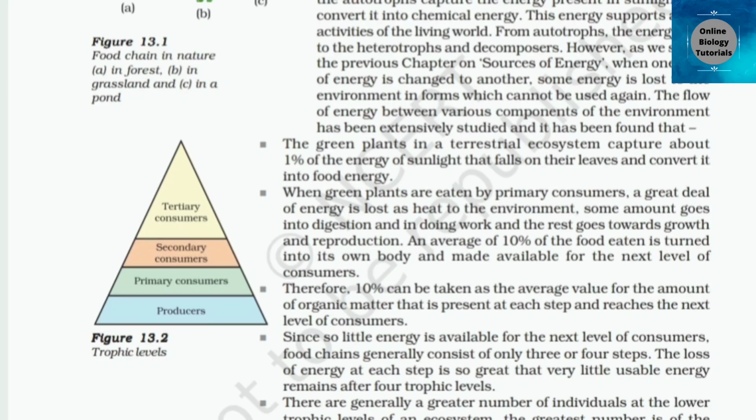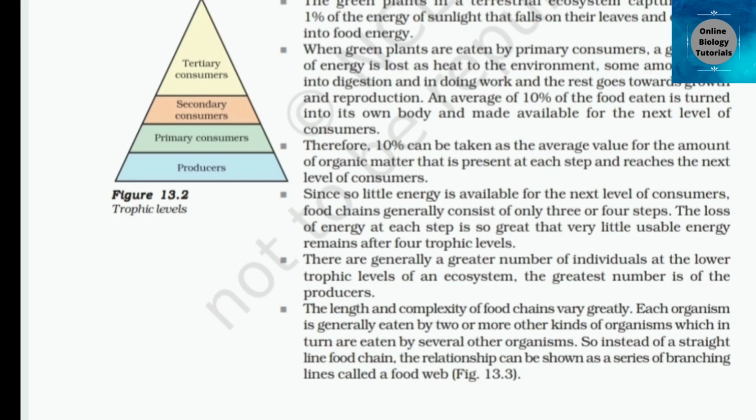Since so little energy is available for the next level of consumers, food chains generally consist of only 3 or 4 steps. The loss of energy at each step is so great that very little usable energy remains after 4 trophic levels. There are generally a greater number of individuals at the lower trophic levels of an ecosystem. The greatest number is of the producers. The length and complexity of food chains vary greatly.